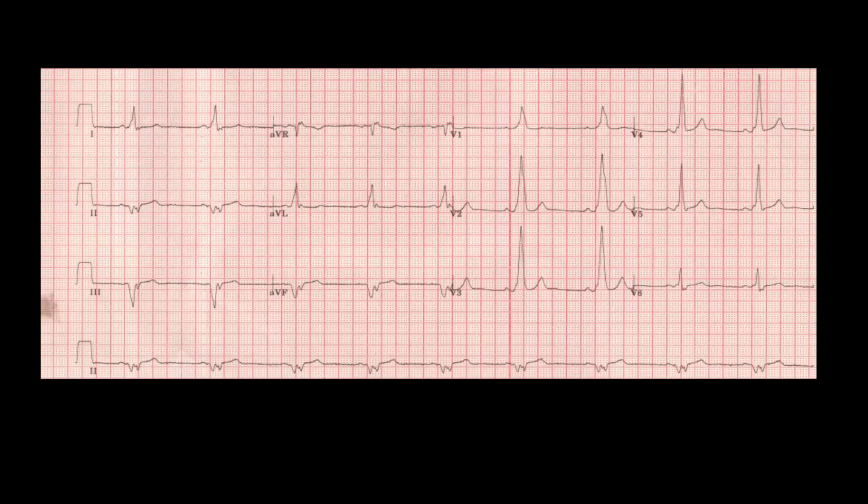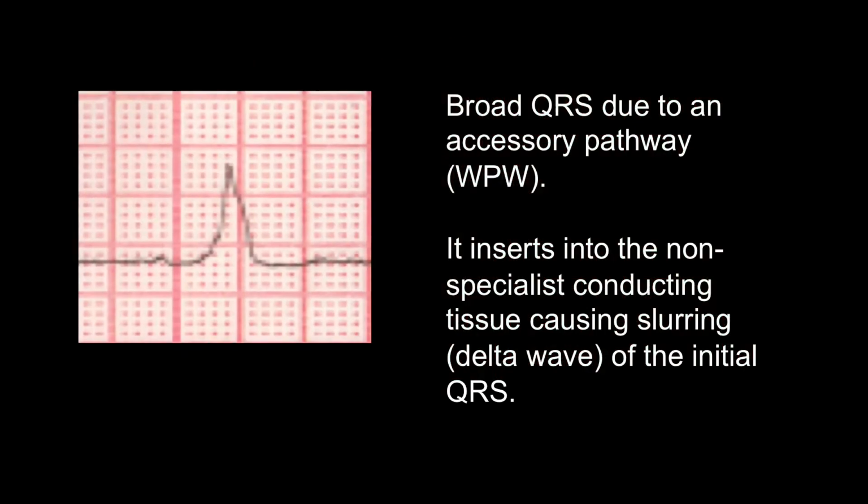So this is the final example of an ECG with a broad QRS. Just give you a few seconds to look at it. Hopefully you can appreciate that there is a P wave before every QRS and that the PR interval is short, which is very suggestive of an accessory pathway. Now, accessory pathways cause the PR interval to be short, but also they feed into the ventricle, not away from the specialist conducting tissue. So it feeds into non-specialist conducting tissue of the ventricle.